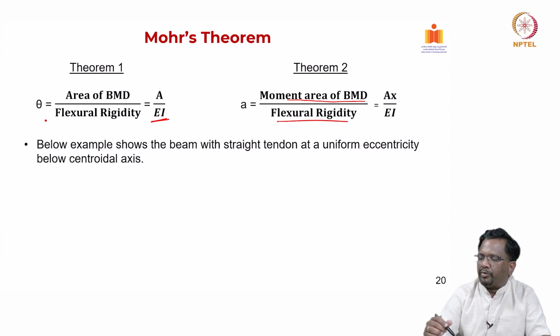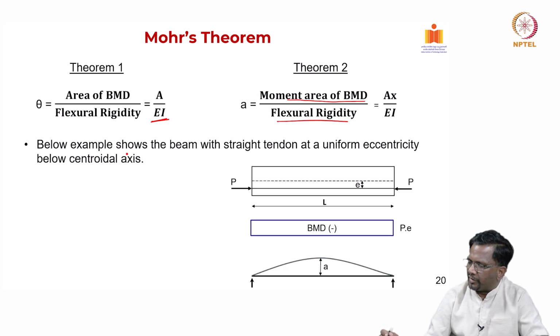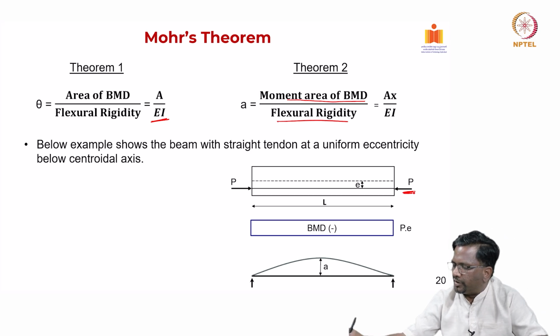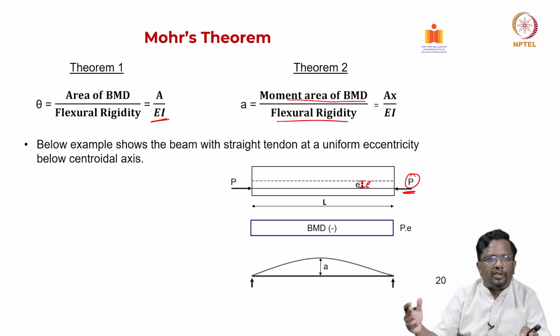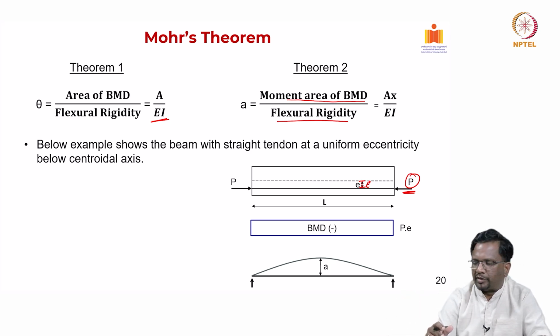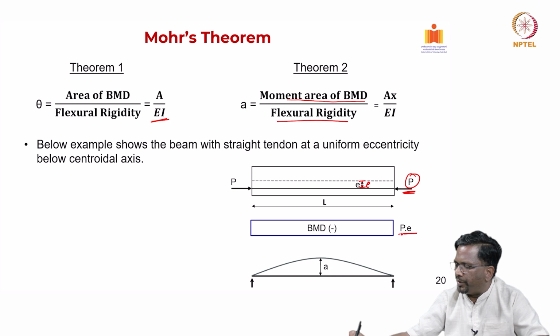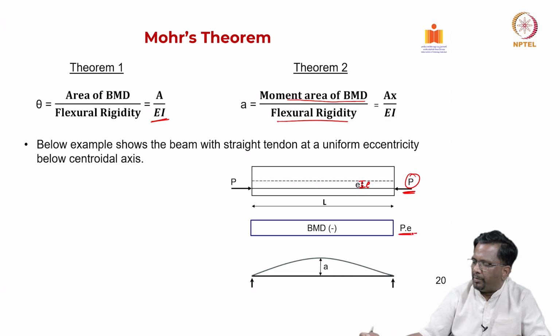Now, the example below shows a beam with a straight tendon with uniform eccentricity, like what you see here. For example, you see here I have a beam that is pre-stressed with a force of P and it has a constant eccentricity of e. Now, what will be the BMD created by this pre-stressing force? It is nothing but P into e, right. So, that P into e is the bending moment that I have created along the length of the member.